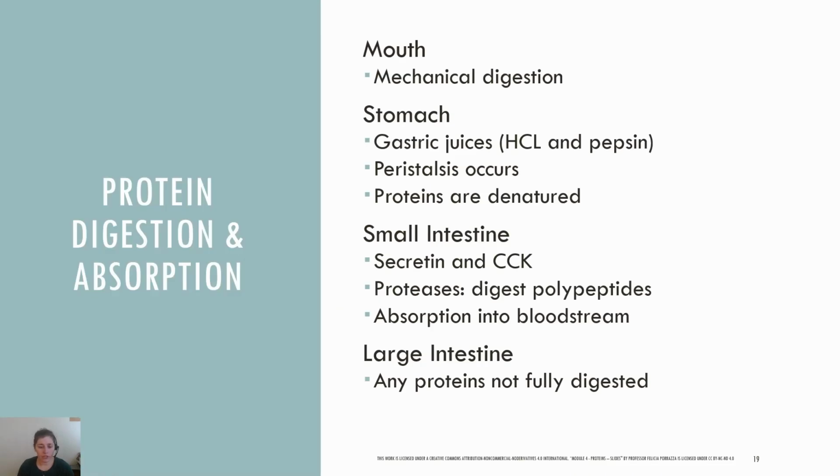Let's review digestion and absorption for protein. In the mouth, food is broken into smaller pieces to be swallowed. We have the salivary glands secreting saliva. In the stomach, gastric juices are released, and these contain HCl and pepsin, which is an enzyme that starts the chemical digestion of protein. Peristalsis, which is the one-way contraction and relaxation, also occurs to aid in protein digestion. Proteins are denatured in the stomach from their three-dimensional structure. Once proteins are denatured in the stomach, the peptide bonds linking amino acids together are more accessible for enzymatic digestion.